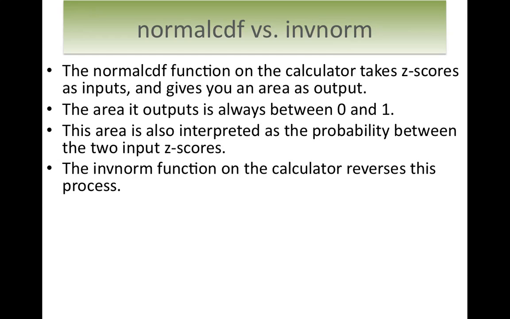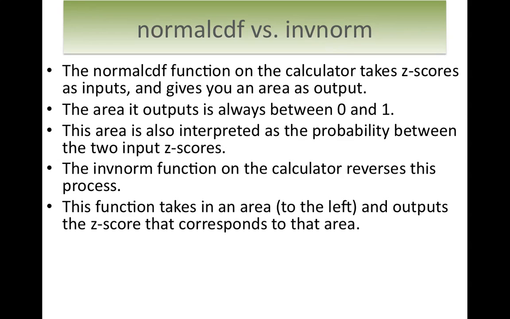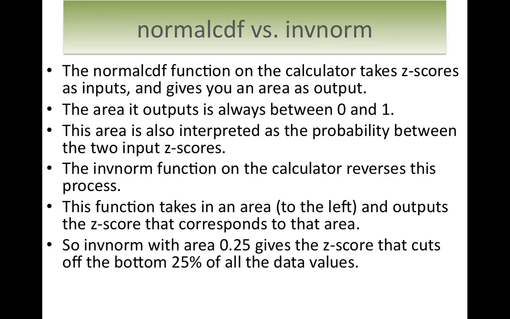On the other hand, the InvNorm function on the calculator reverses the process. Instead of taking in z-scores and giving us out area, it takes in area and gives us out a z-score. So it takes in an area, but it has to be area to the left, and it outputs the z-score that corresponds to that area. So InvNorm with area 0.25 gives us the z-score that cuts off the bottom 25% of all the data values.